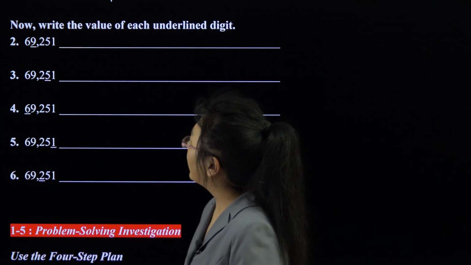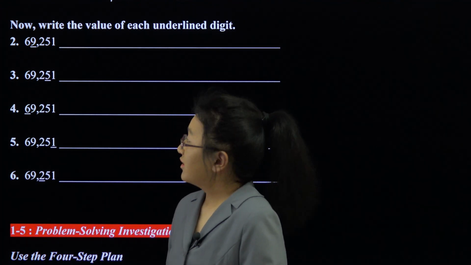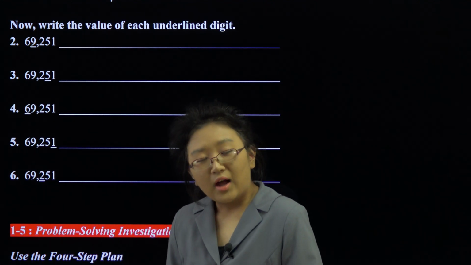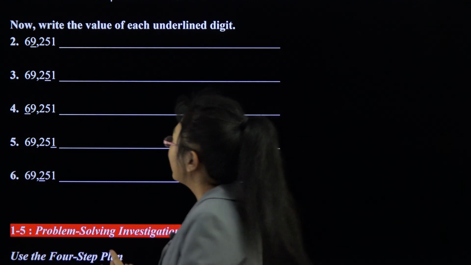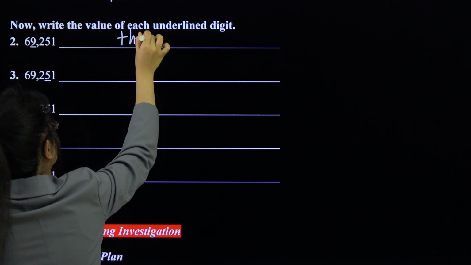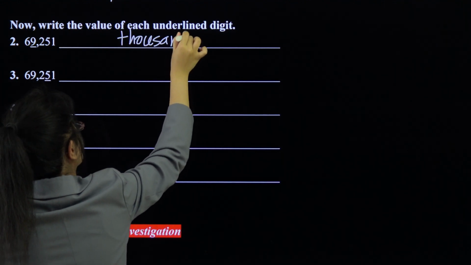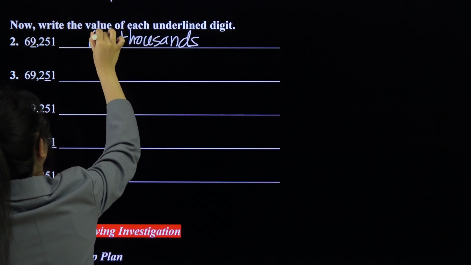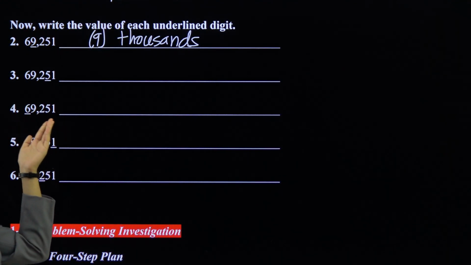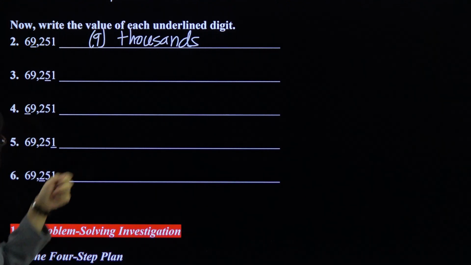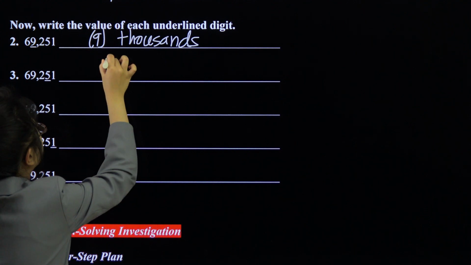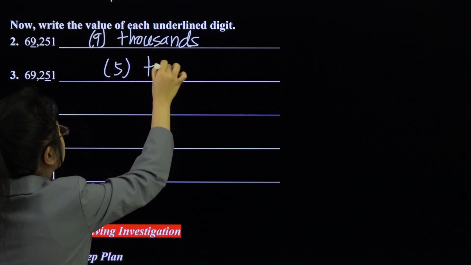We have 69,251. The underlined digit is 9. It's in the thousands place, so the value is 9 thousands. Now the next one is underlining the 5. The 5 is in the tens place. So it's 5 tens.